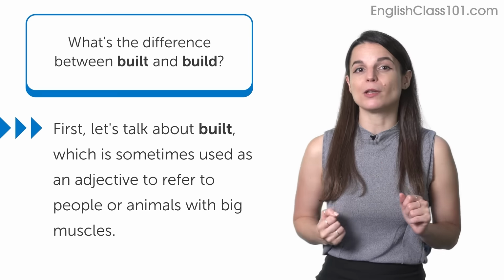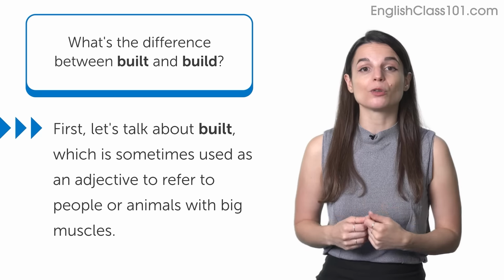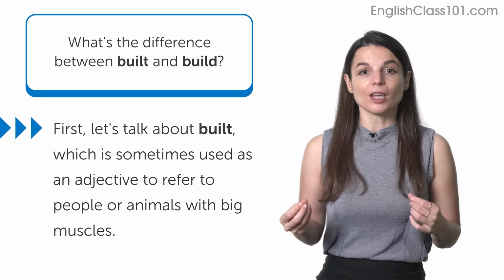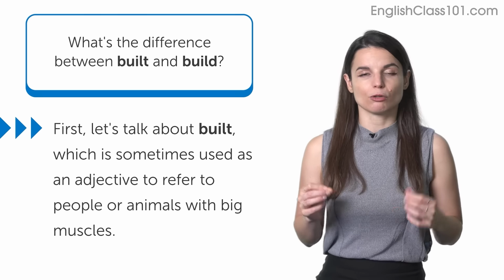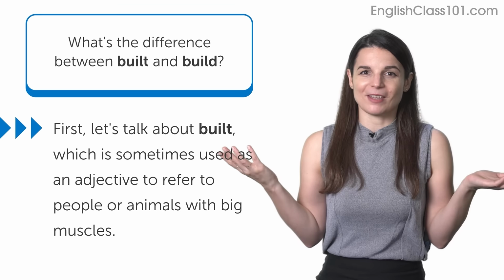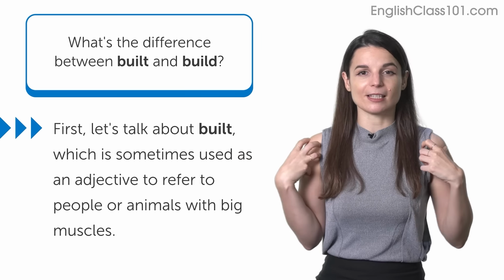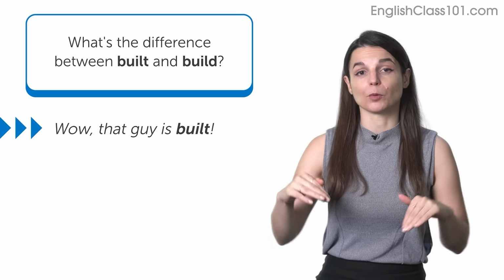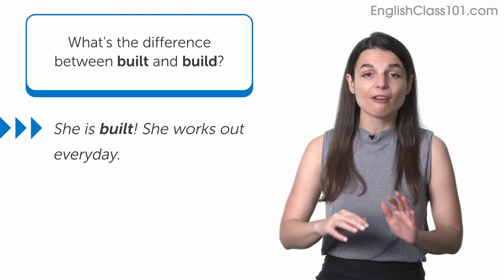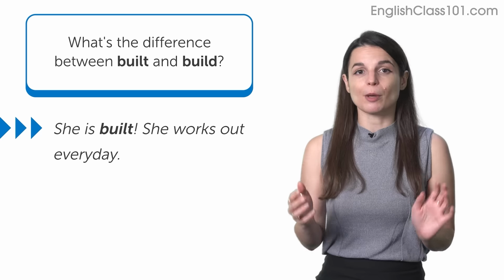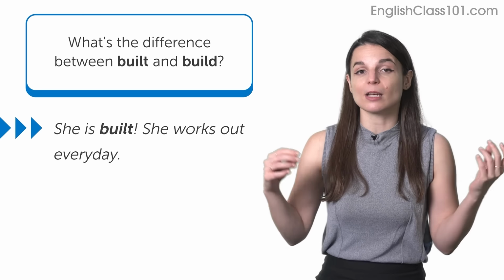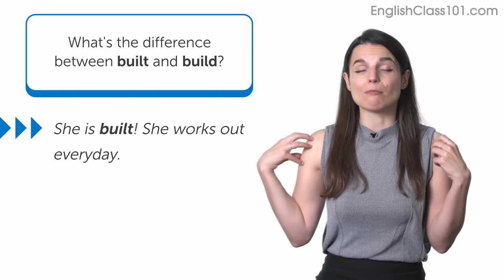First, let's talk about built. You might see built used as an adjective. We sometimes use built as an adjective to refer to someone, or maybe in some cases, some animals that have really big muscles. So we might say something like, wow, that guy is built, or she is built. She works out every day. So someone, usually a person, someone who is built is someone who has a really, really muscly body.